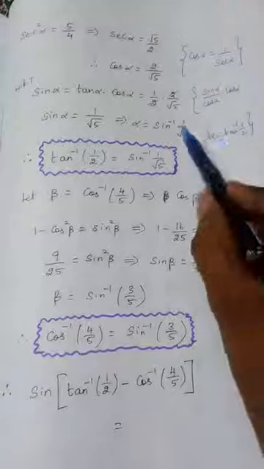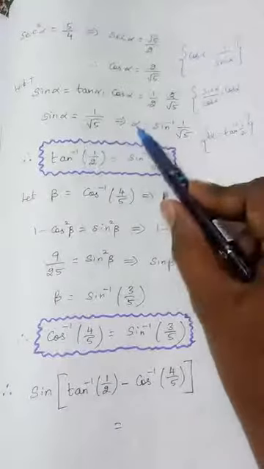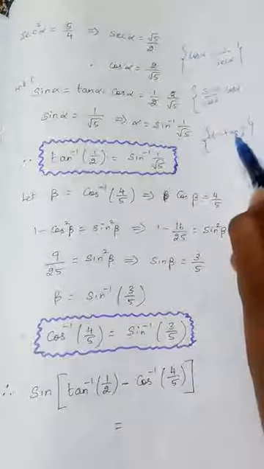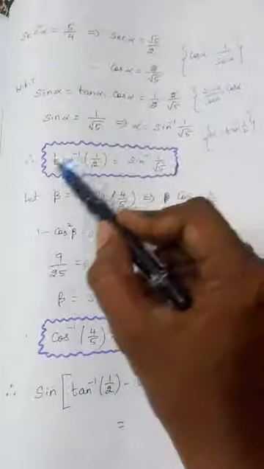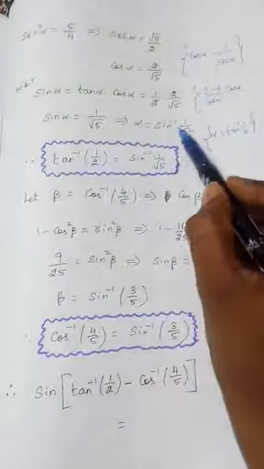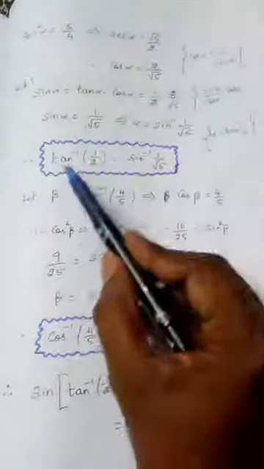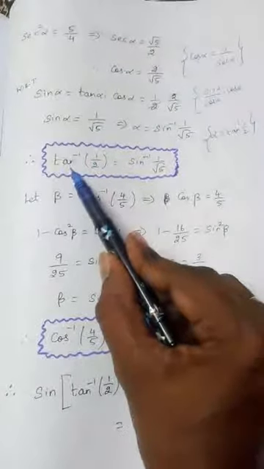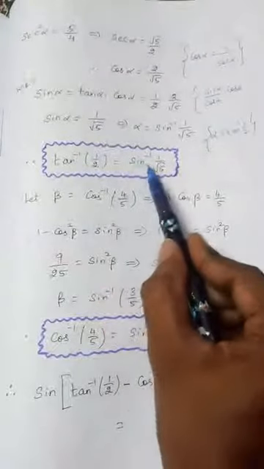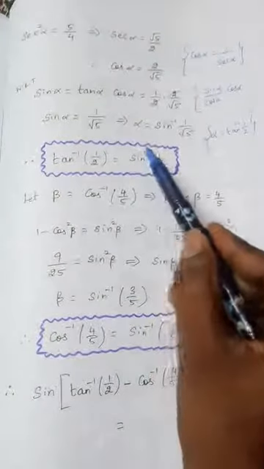So in place of this alpha, I am going to substitute this. In place of this alpha, I am writing tan inverse 1 by 2 equal to sin inverse 1 by root 5. So I said this is my aim. I am going to convert tan inverse in terms of sin inverse. So I did that. So I am going to take the second term now.